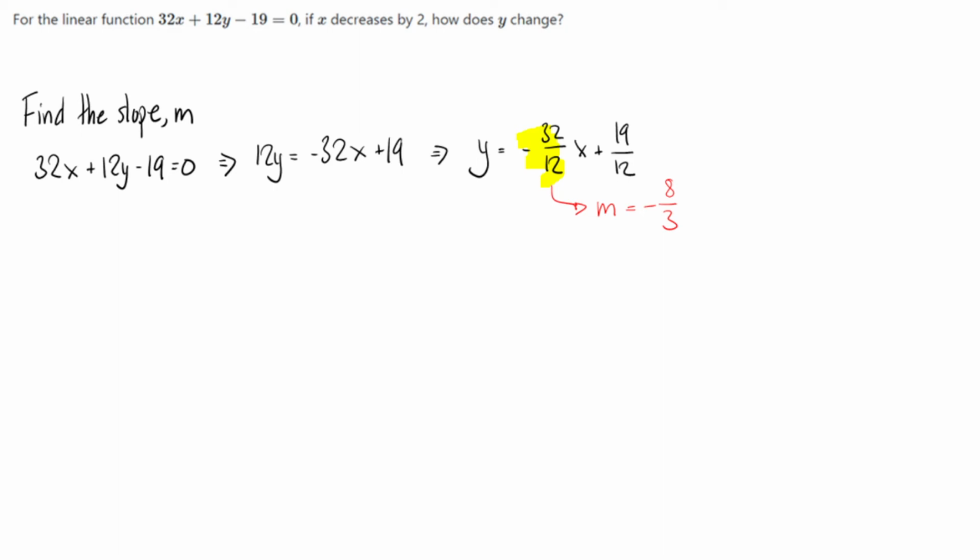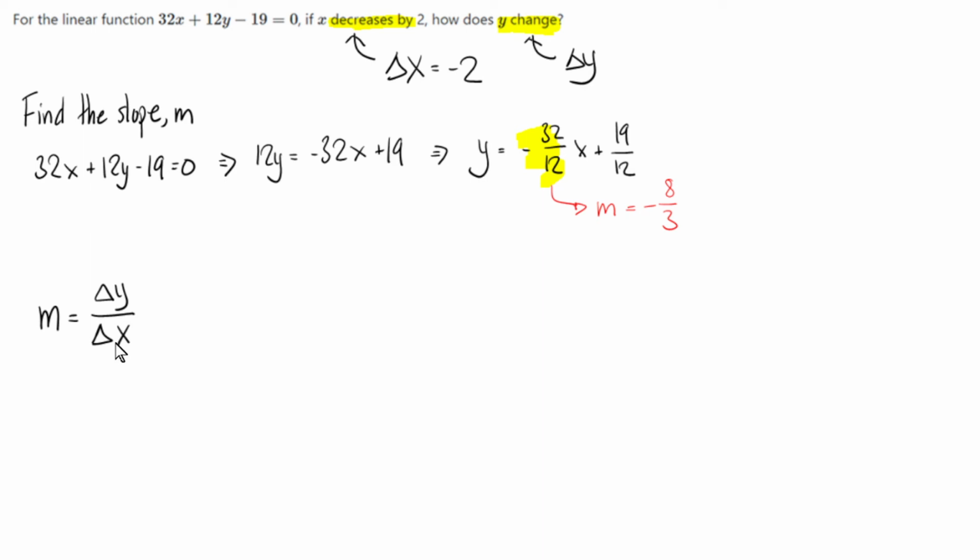Now, the question tells us that if x decreases by 2, that's going to be represented by delta x equals negative 2. How does y change? The change in y is going to be represented by delta y. Now we're going to be using the slope formula, which says that m, the slope, equals the change in y divided by the change in x.